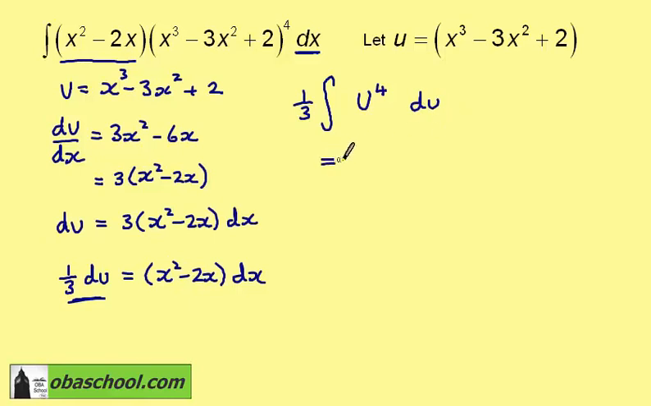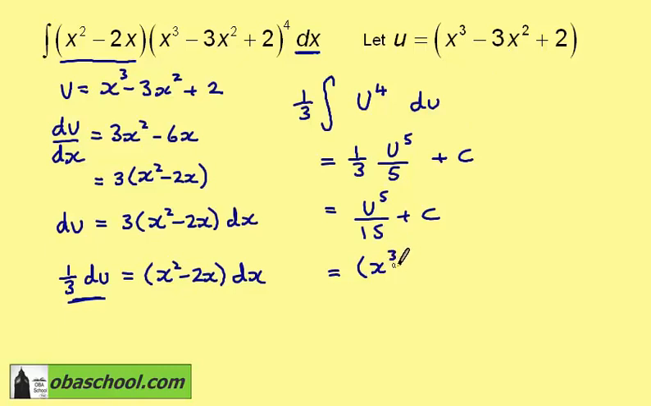So we now have a u integral. This is 1/3 u to the 5 over 5 plus a constant. So we have u to the 5 over 15 plus a constant, and we can now replace u with the expression in terms of x, giving us (x cubed minus 3x squared plus 2) to the power 5 over 15 plus a constant.